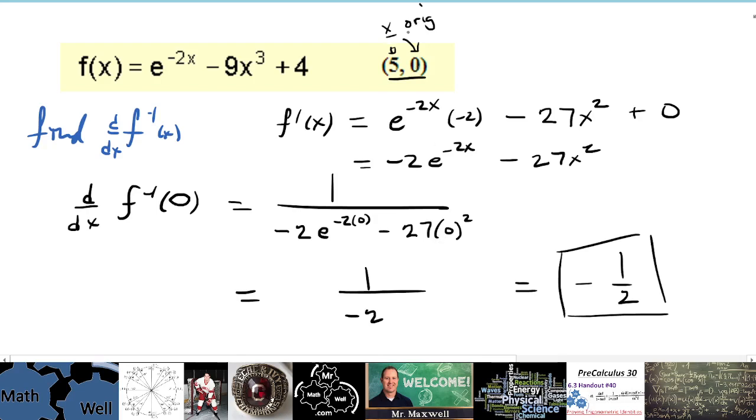Yes, this is x in the original function, the original function f of x. This is the y on the inverse function. Oh, okay. Yeah, so this is the point on the inverse function. So we use the y value of that point on the inverse function, which is the x value of the original function. So you always want to use the x value of the original function.